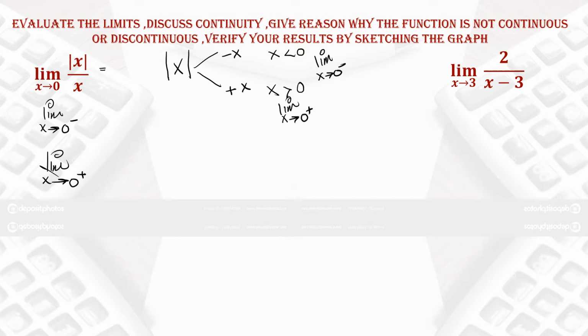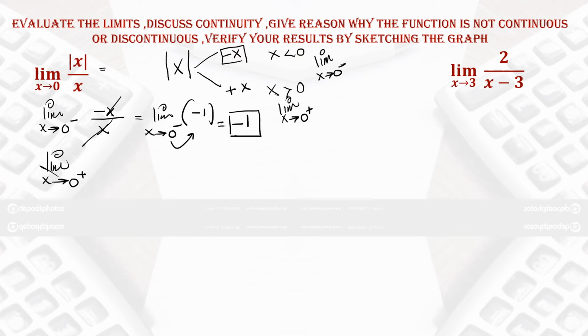So for 0 from the left hand side, for the absolute value, you will take negative x divided by x. x and x cancel out. So you will have the limit as x approaches 0 from the left hand side of negative 1. Apply the limit, so you will get negative 1.